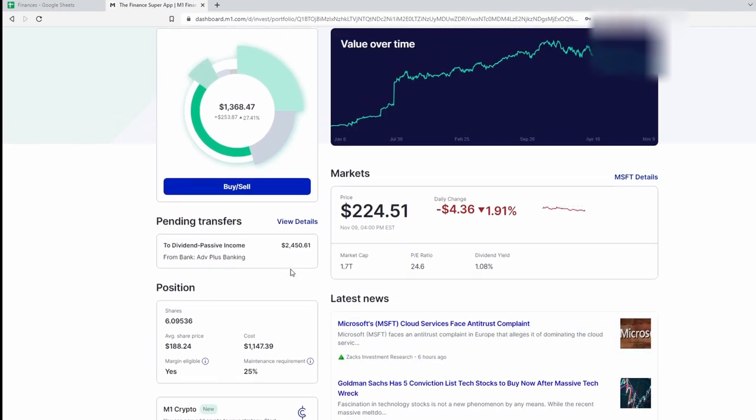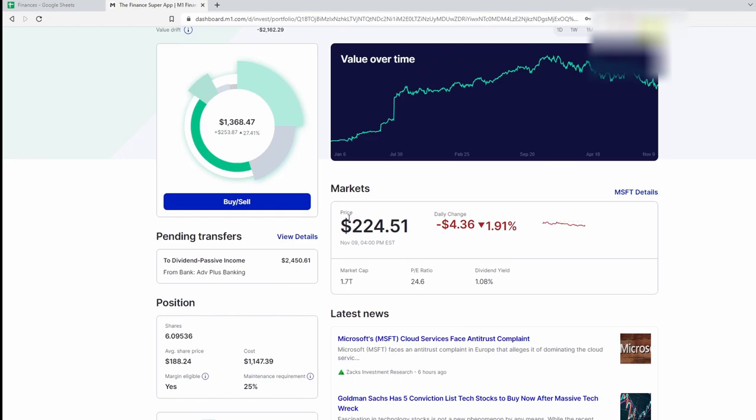Oh, Microsoft. One day you'll fall sub 200 and then I'm going to just go crazy. Okay, 188 average share price, 188. And I was buying it when I was 21 back in 2016 at 80. But I was stupid back then. I didn't know what I was doing.